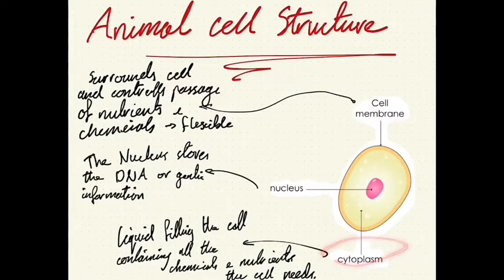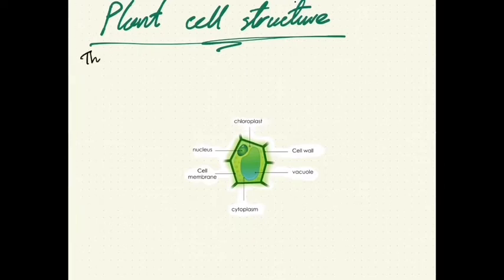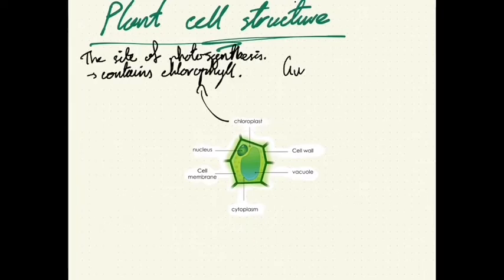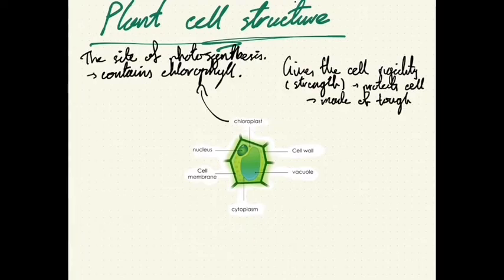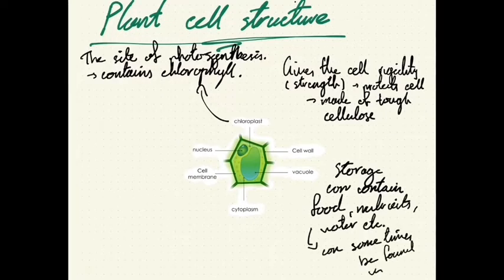Last but not least, for an animal cell, we have our cytoplasm, a liquid filling of the cell containing all the chemicals and nutrients the cell needs. Let's move on to the plant cell. Again, just going to hit the gas on this one, speed it up. If you want the notes, they're here for you, but you don't have to watch me write them down, which is a little bit boring.